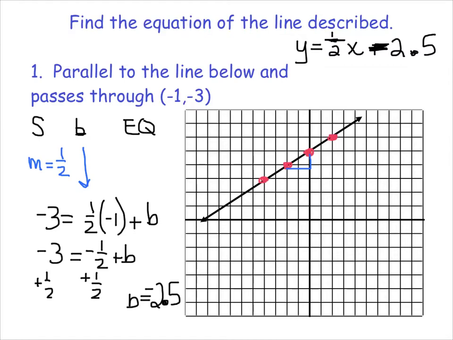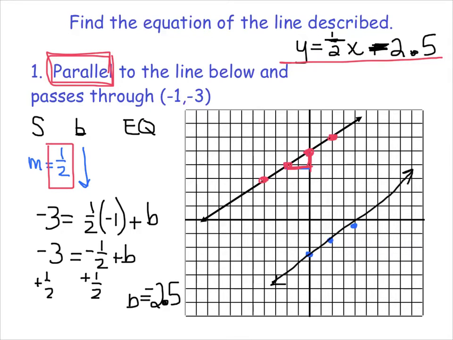Now, let's double check that our new line matches what they've asked us. They want a parallel line. So let's see. We have 1/2 in the line we have, and that would make this a parallel line. So I'm going to go and graph it so that you can see. So a negative 2.5, run 2 and up 1, run 2 and up 1. So as you can see, these would be parallel lines, but they have different y-intercepts.